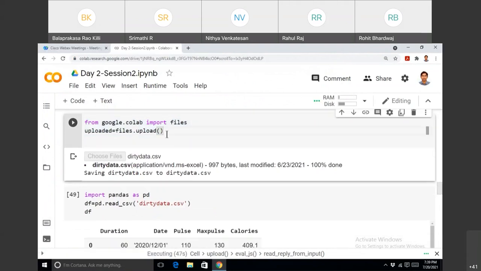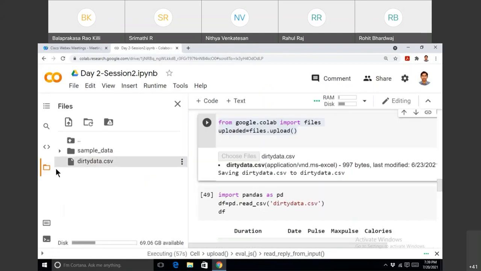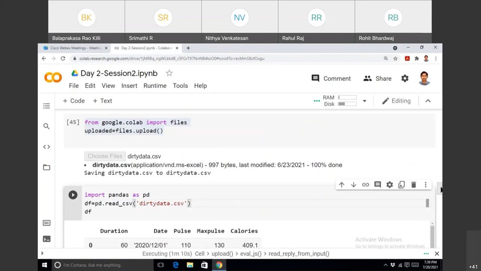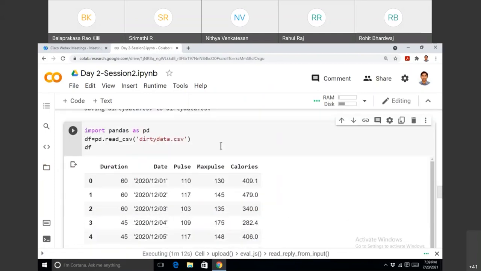In the first cell, you run these two commands, upload some CSV file, then you check here, that file should come here in this files folder. This is the folder symbol. So this dirty data csv will come here. Then run these two commands and pass on that file, whatever file you have uploaded. I have uploaded this dirty data csv.